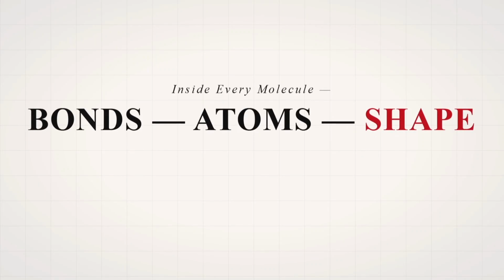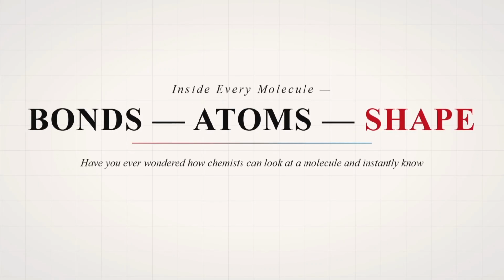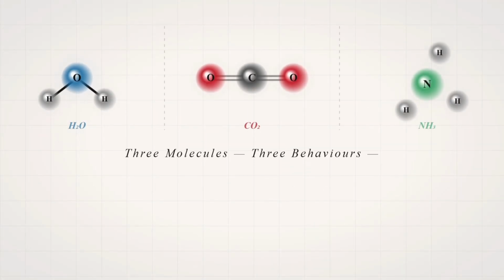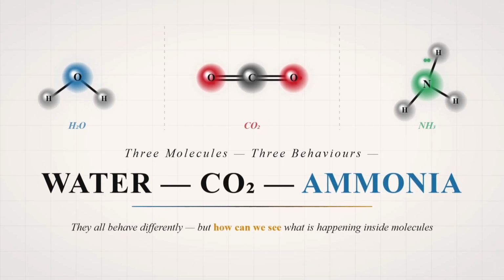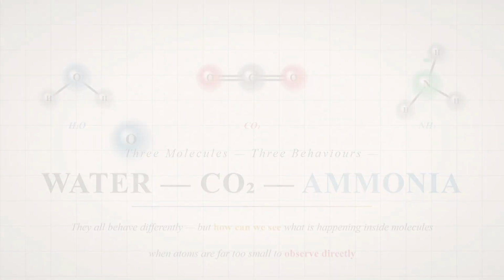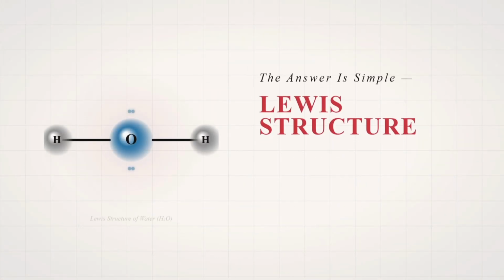Have you ever wondered how chemists can look at a molecule and instantly know where its bonds are, which atoms are connected, and even predict its shape? Take water, carbon dioxide, or ammonia. They all behave differently. But how can we see what's happening inside molecules when atoms are far too small to observe directly? The answer is a simple, but incredibly powerful tool called the Lewis structure.